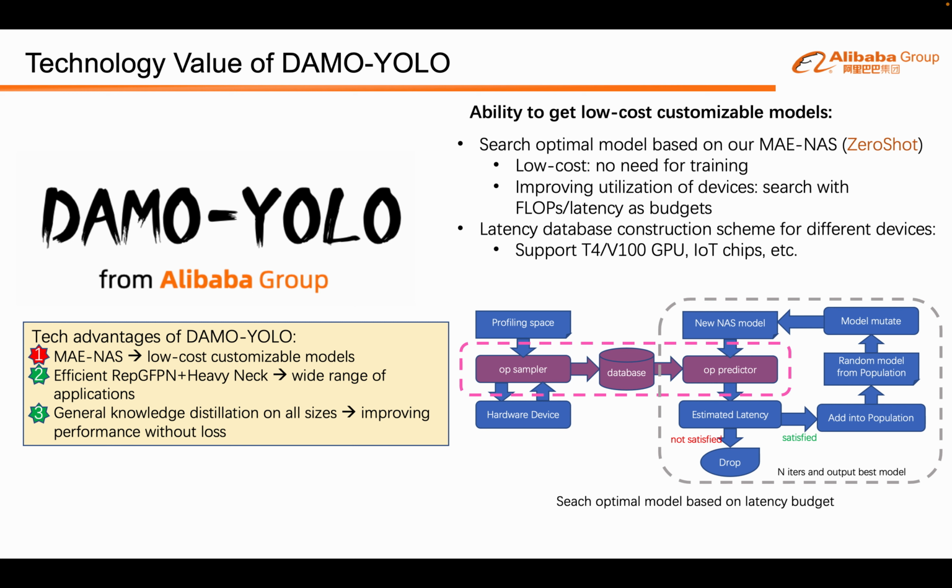MAE-NAS supports architecture search with flops and latency as the search budgets, both of which are very meaningful for practical applications. Searching with flops as a budget outputs models that can make full use of the computing power of chips. And searching with the inference latency as a budget outputs models that are suitable for various real-time scenarios, which is very useful.